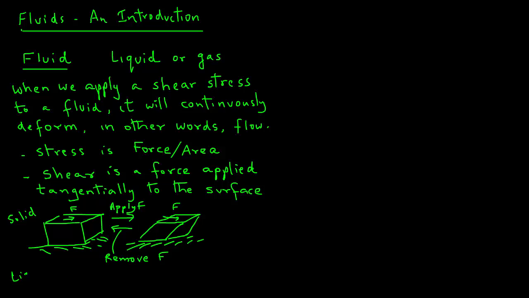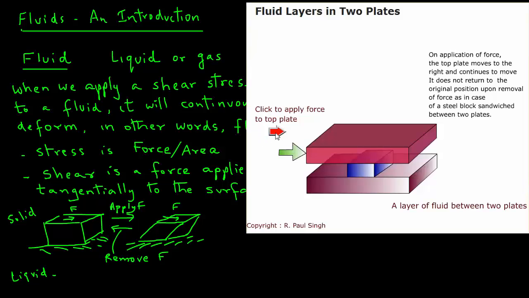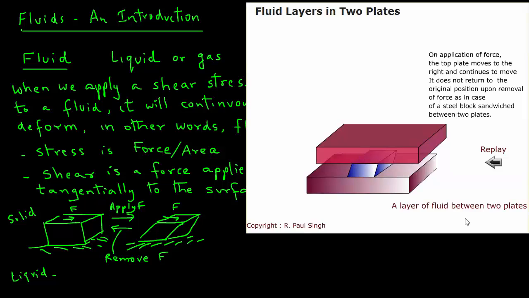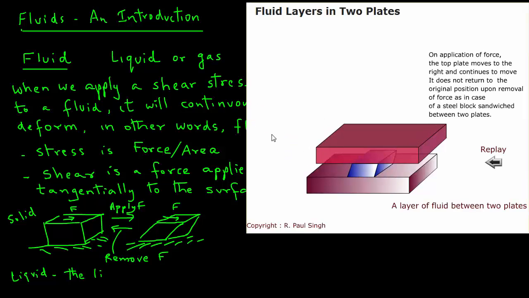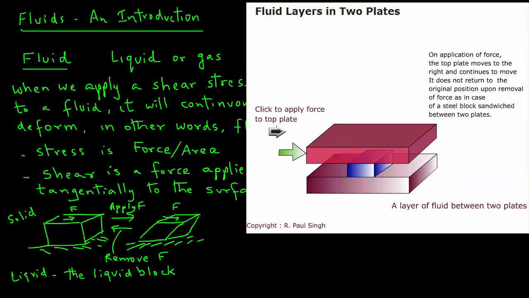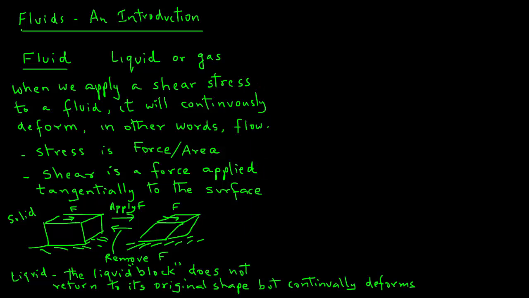On the other hand, imagine that instead of a steel block, we have this block made of some fluid. Now if you apply a shear stress on the top surface, the fluid will not come back to its original shape. It will continue to deform, or in other words, we say it is going to flow.